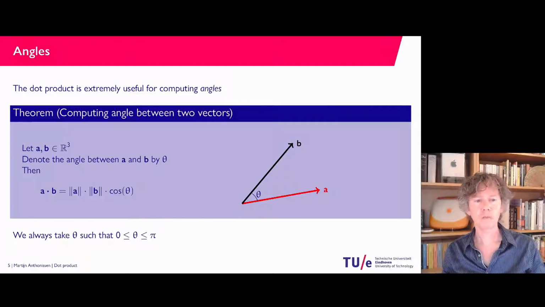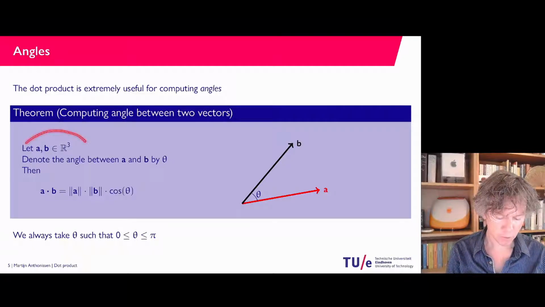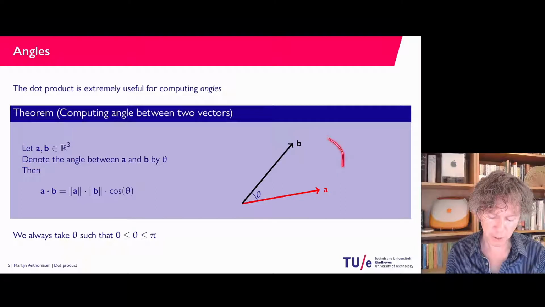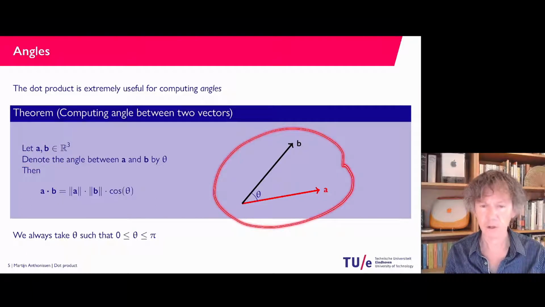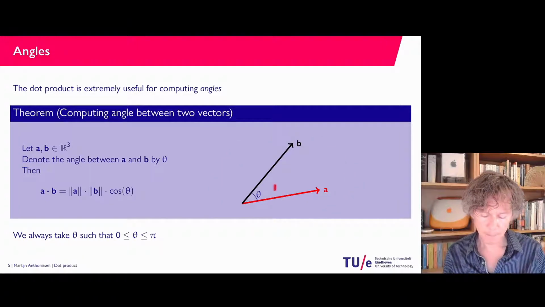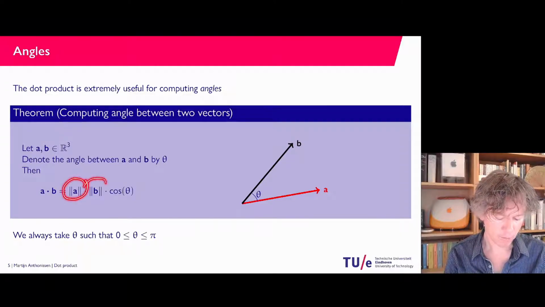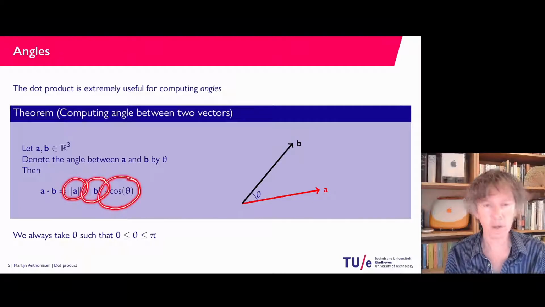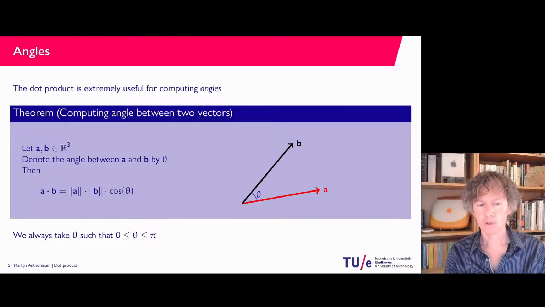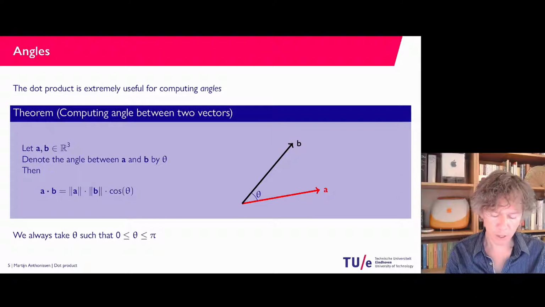So here, the dot product turns out to be extremely handy. Let's say that we have two vectors, A and B, and that between them they make an angle theta. Here I plotted them in the same plane, but they can be anywhere in space. The angle between them is theta. Then if you compute the dot product, so this number 12 on the first slide, that is equal to the length of A times the length of B times cosine theta, so the angle between them.